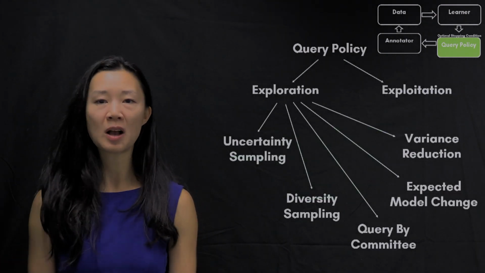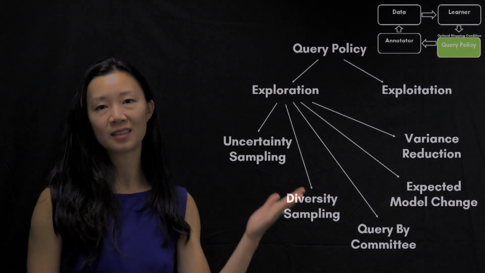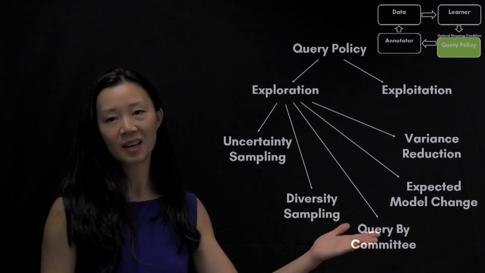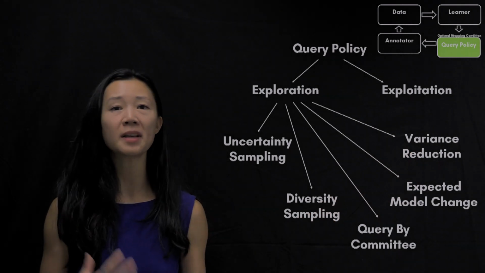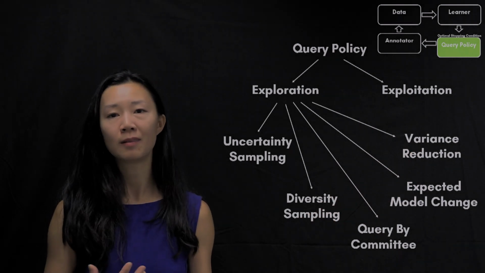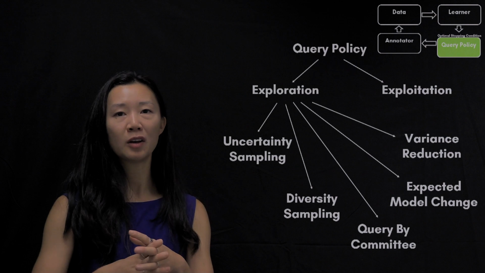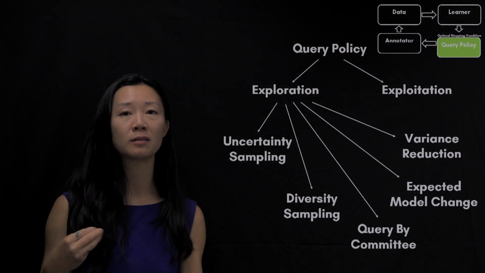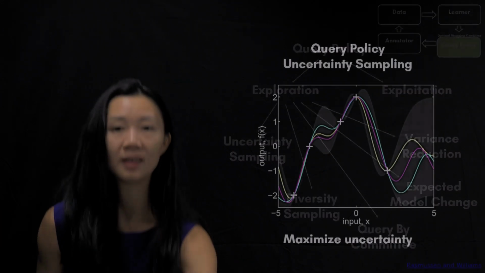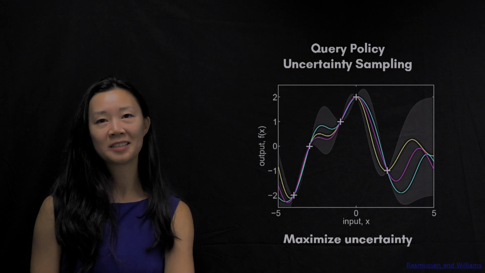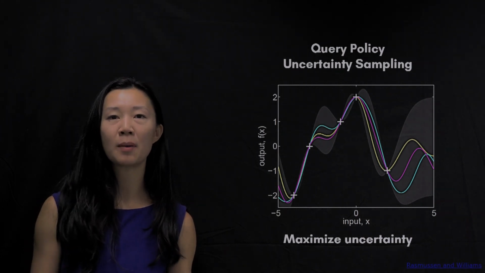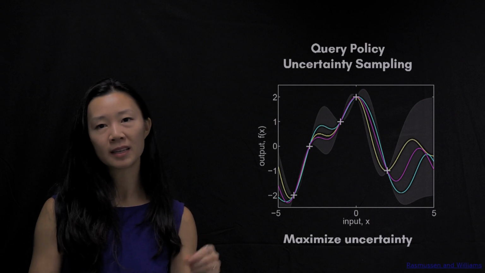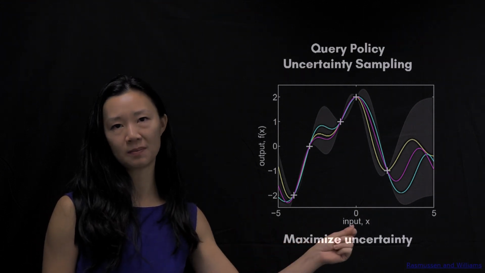The ones that we're going to talk about are uncertainty sampling, diversity sampling, query by committee, expected model change, and variance reduction, because I believe these are representatives of a variety of ways of thinking about sampling. So let's get started on the first one. Uncertainty sampling is a policy that picks something that maximizes uncertainty.